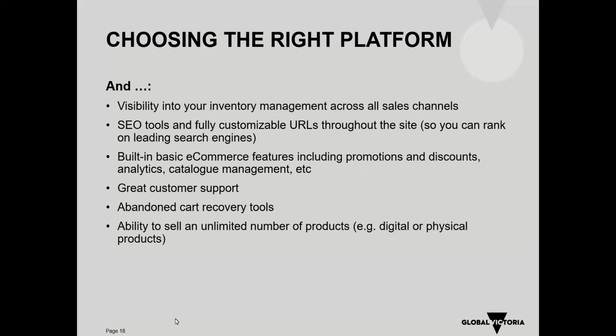Some other things you need to be looking at. You need to have visibility into your inventory, your stock management across all your sales channels. There need to be SEO tools and fully customizable URLs throughout the site so that you can easily rank on leading search engines. There needs to be built-in basic e-commerce features, and this includes promotions, discounts. You need to be able to analyze your data. You need to be able to manage your catalogs and inventory, etc.